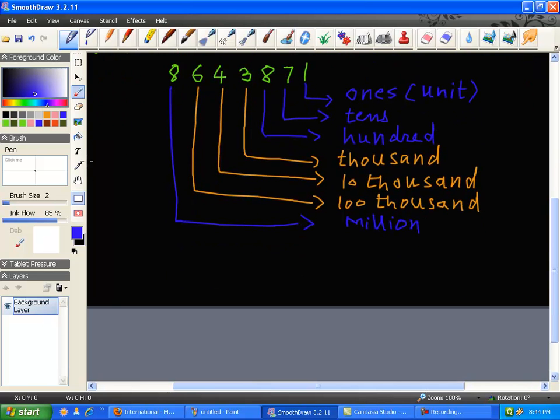In International System of Numeration, we put comma after every 3 digit from left side. 8, 6, 4, 3, 8, 7, 1. So we put a comma from left side after every 3 digit.